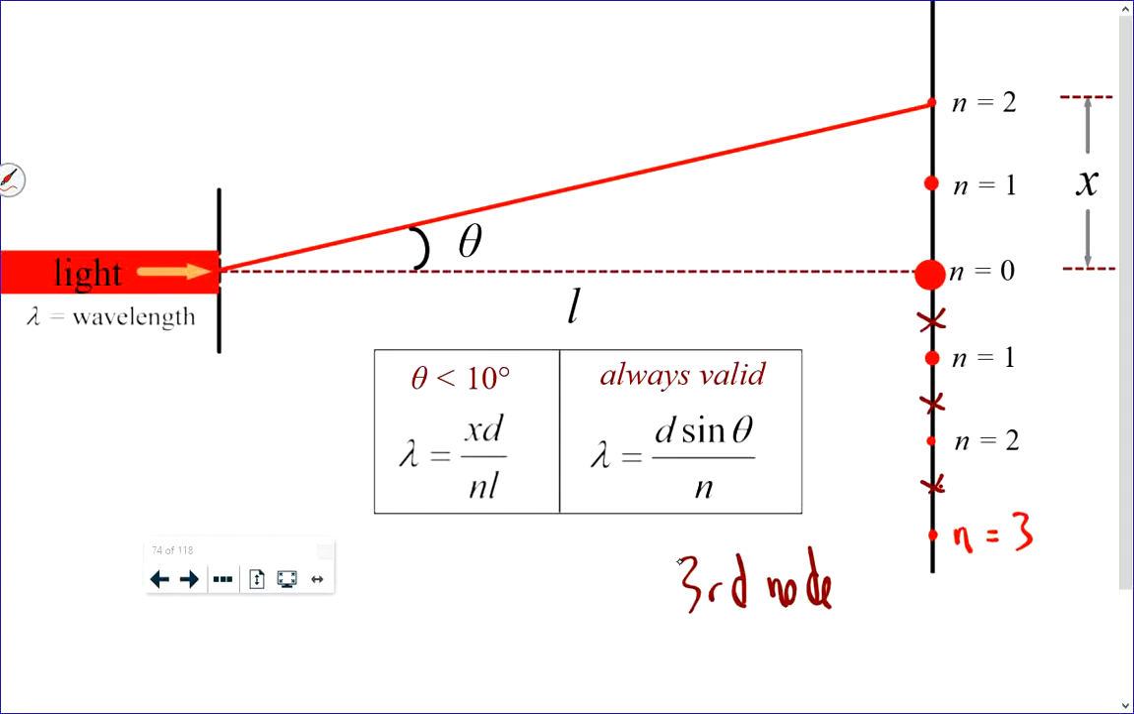And then we have this added little feature that the formula on the left is only good if the angle is less than about 10 degrees. In the next couple days, we'll learn why that's the case in more and more detail. But if the angle is 40 degrees, you are not allowed to use this formula. You have to use the formula with theta in it. I don't want to explain why we even have a formula that doesn't work all the time, but I will eventually. So let's take a look at some examples now.